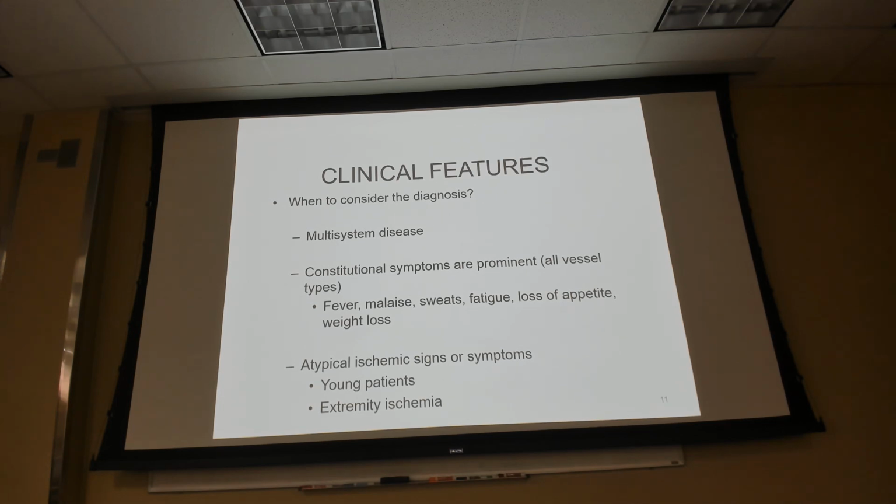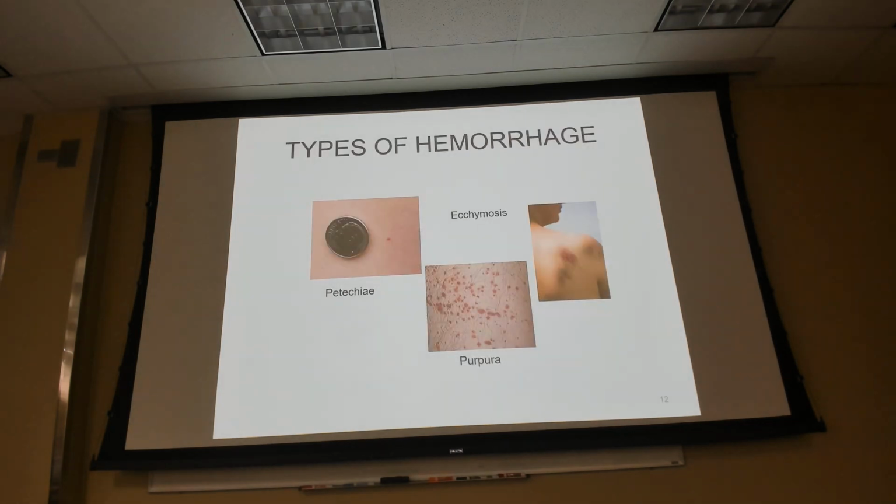Clinical features. So it could be a multi-system disease. They could be having some symptoms of fevers, malaise, sweat, fatigue, loss of appetite, weight loss. So all of our vessels could be small, medium, or large throughout these things here. Young patients, extreme ischemia would be some atypical signs and symptoms. So what do these things look like? So we're going to break them down.